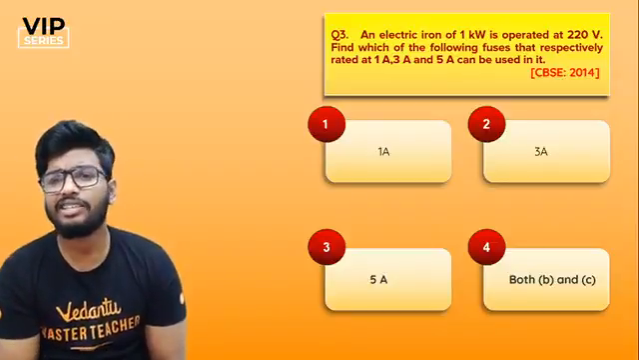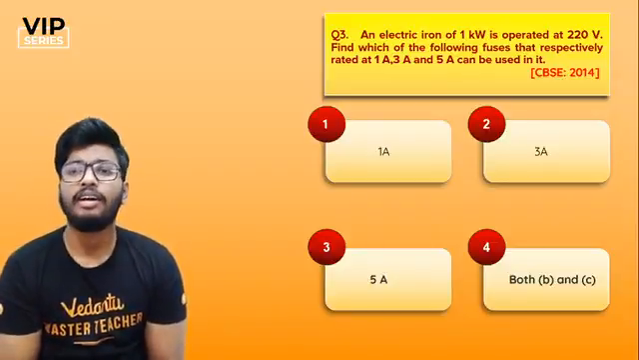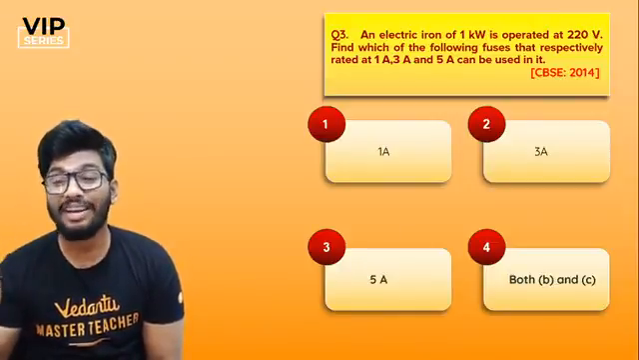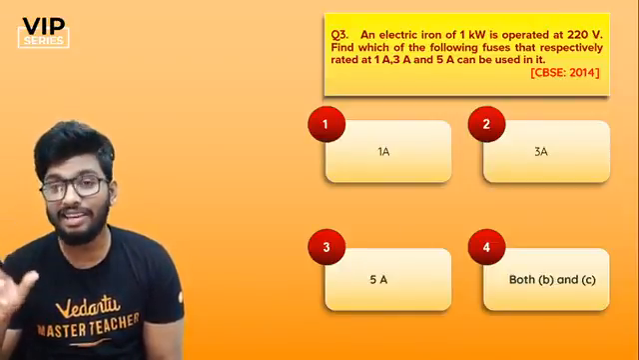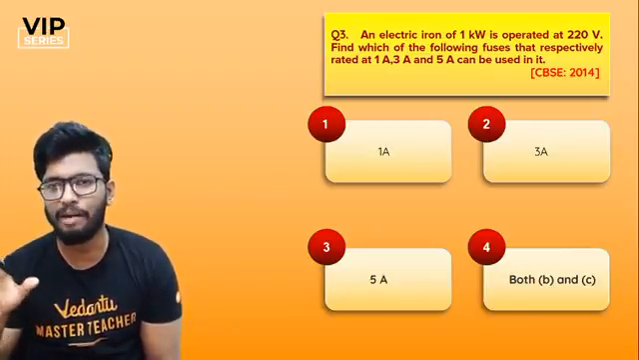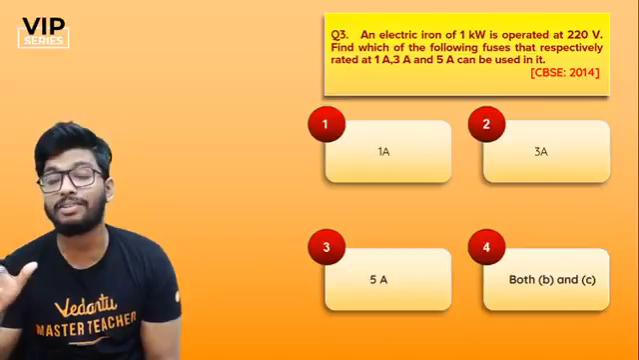An electric iron of 1 kilowatt power is operated at 220 volts. Find which of the following fuses, rated respectively as 1 ampere, 3 ampere, and 5 ampere, can be used.